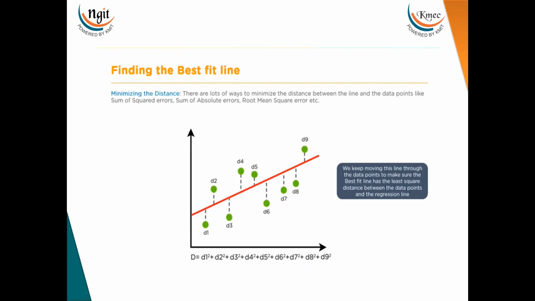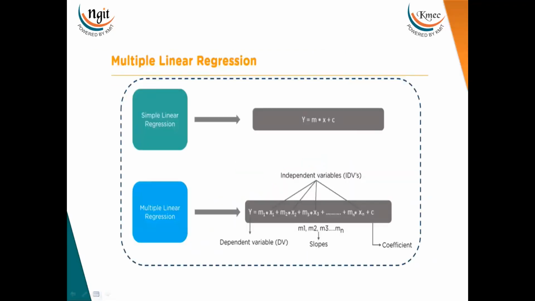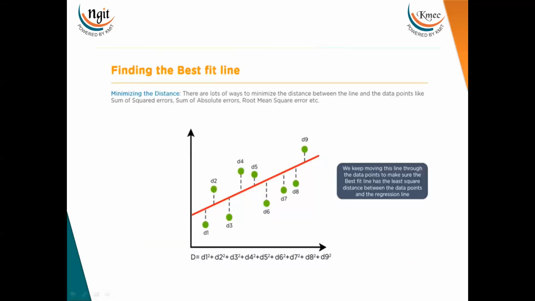So there are different ways of minimizing the distance between the line and the data points. Like we can use sum of square error, we can use sum of absolute error, or we can use root mean square error, and we can reduce the distance. Okay. So we'll always try to keep moving the line through the data points so that the best fit line has the least square distance between the data points and the regression line. So we'll always try to make a best fit line here so that my error should be reduced. So finally, we'll get the best fit line here.